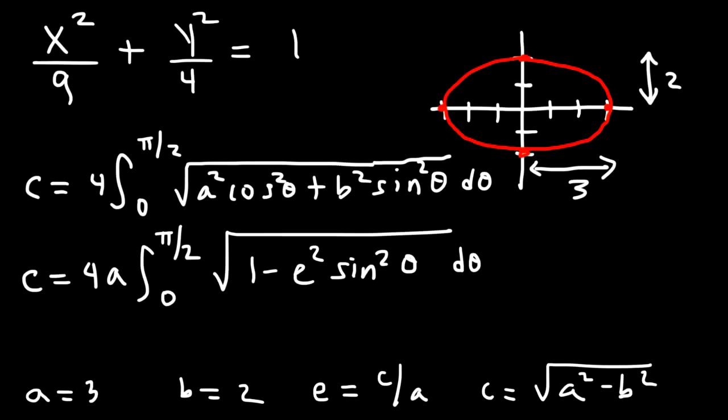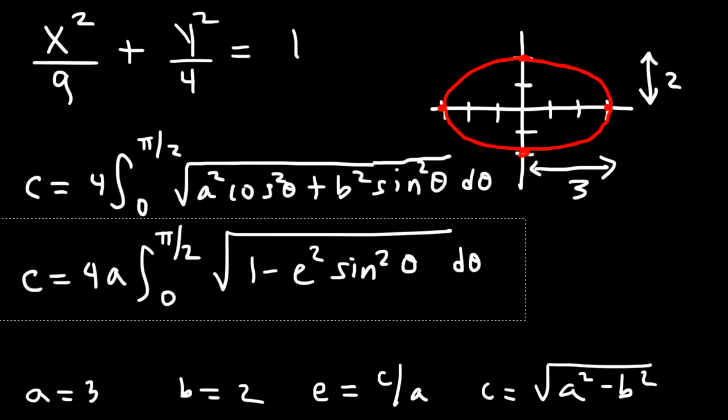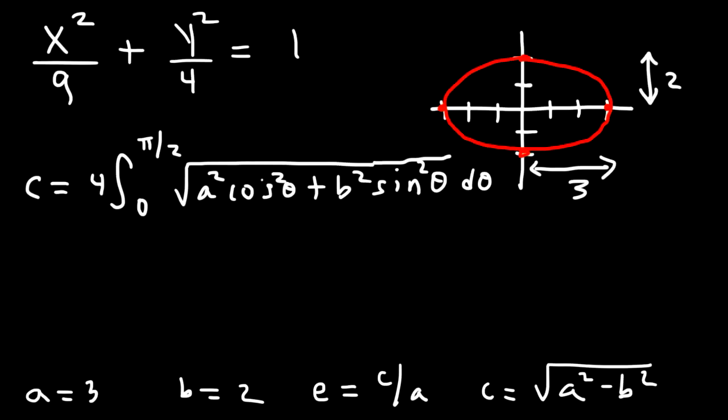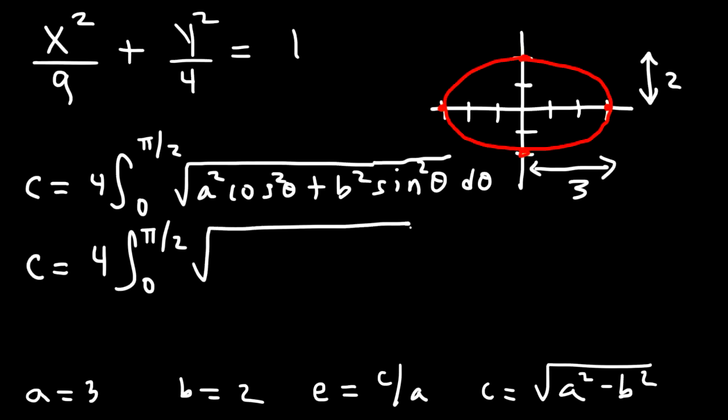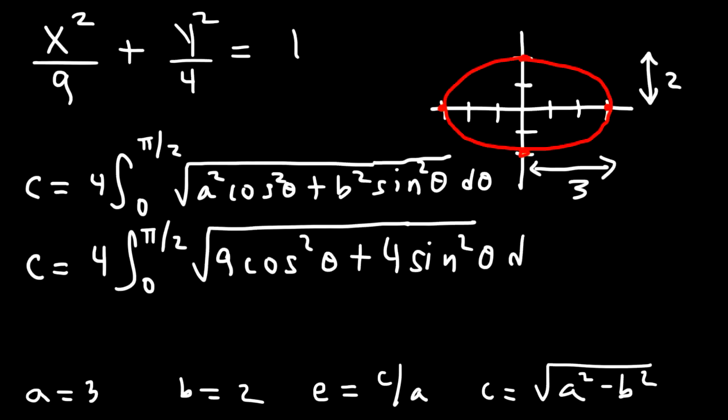Now I'm going to use the first form because I don't need to calculate c or e. So this is going to be 4 times the definite integral from 0 to pi over 2. A is 3, so a squared is 9. B squared is 4. And this is what we have.